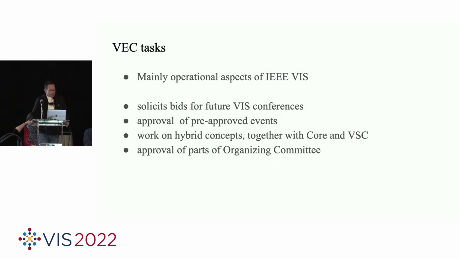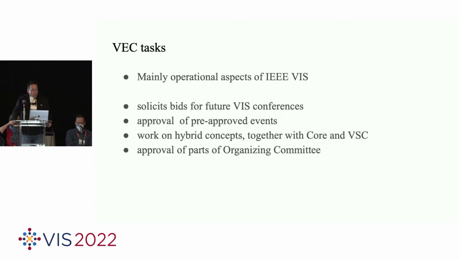Mainly, the VEC works on operational aspects of IEEE Vis, and sometimes it's not quite clear what is operational and what is scientific. So in quite a lot of things, the VEC and the steering committee have to collaborate, communicate and work together. And I think up to now that works pretty well. For instance, if you want to become a general chair of one of the next Vis conferences, this is something the VEC deals with. So the VEC solicits bids for the future Vis conferences. Also, the pre-approved conferences need to be steered and approved, and this is something on the plate of the VEC.